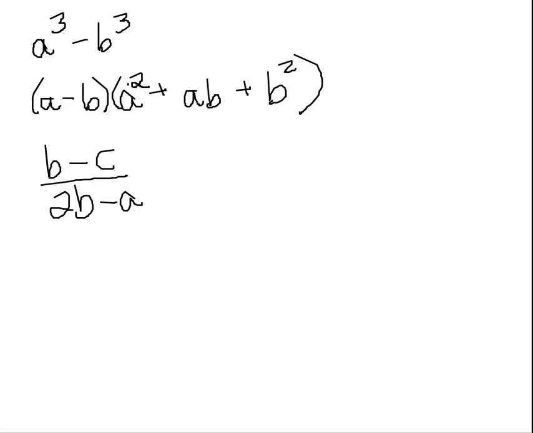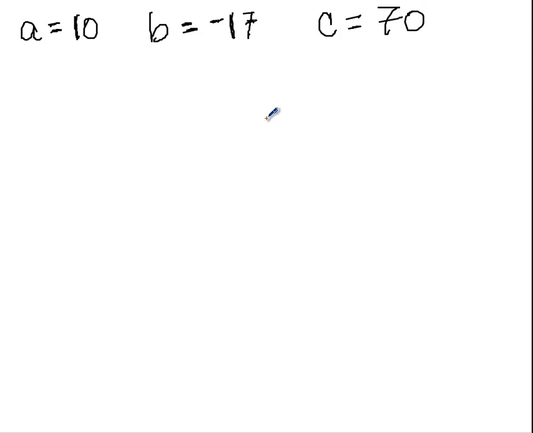So I'm going to go ahead and use my birthday. For my a, it will be 10. My b has to be a negative number, and that's the day of my birthday, which is negative 17. And my c will be 70. So let's go ahead and plug everything back into the first equation.